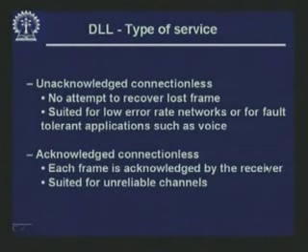So, what are the types of services that the data link layer gives? One is unacknowledged connectionless service. There is no attempt to recover lost frames. If some frame is lost due to noise, error etc., there is no attempt to recover it, and there is no acknowledgement from the other side. It is a connectionless system, suited for low error rate networks or for fault tolerant applications such as voice.